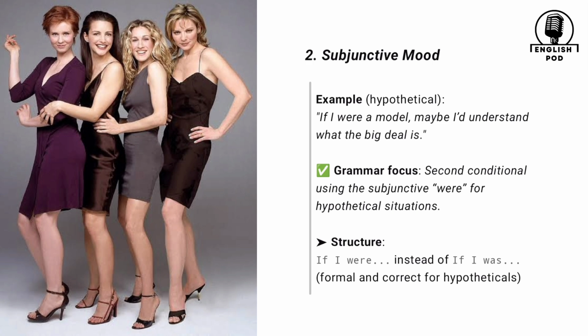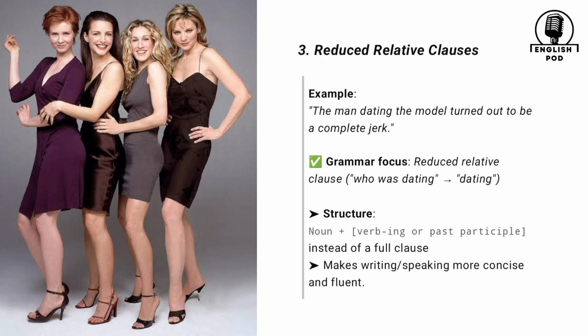Then, reduced relative clauses. Sounds complex, but maybe it's common. Oh, it's super common. We use them all the time to make sentences tighter, more concise. How does it work? You take a clause like the man who was dating the model. You chop out the who was, just leaving the man dating the model. Ah, okay. The man dating the model turned out to be a complete jerk. Exactly. Yeah. The ing verb acts like an adjective, basically. It just flows better, sounds more natural than always using who is or which was. Little things that shape the rhythm. Makes sense. Economy of language.